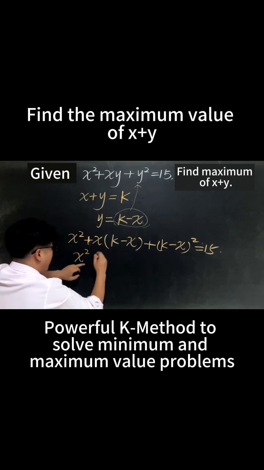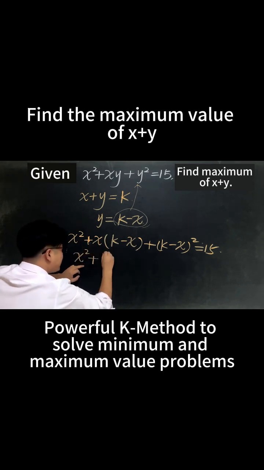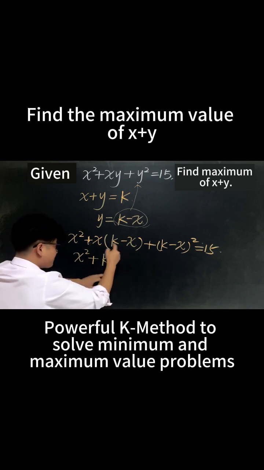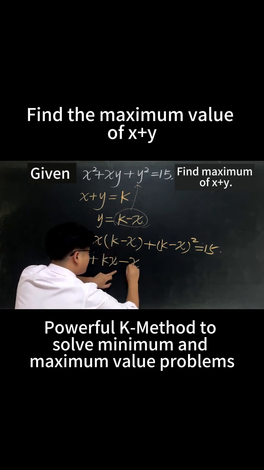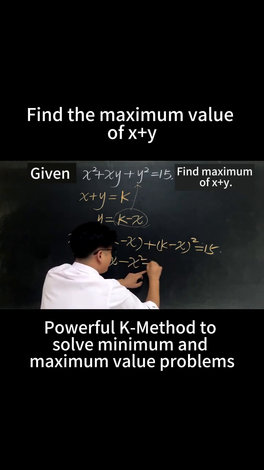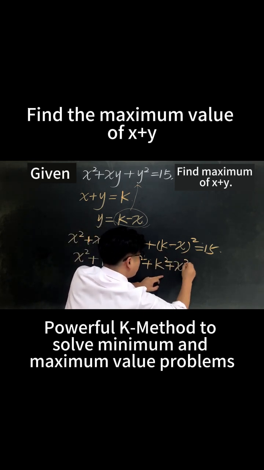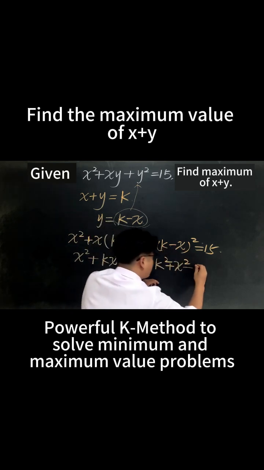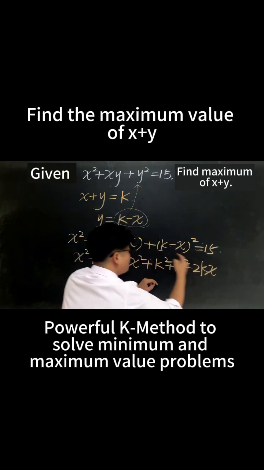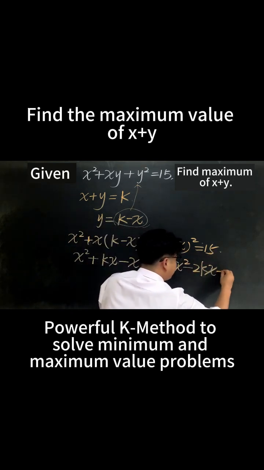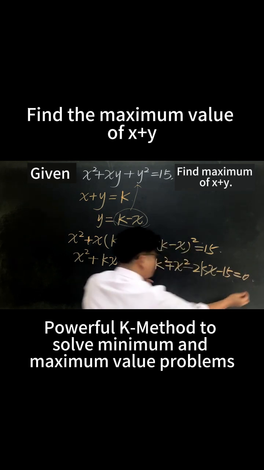Now let's expand it. X squared plus how much? X times k, that's kx, right? And this part, isn't it minus x squared? And this part, if you expand this, it becomes k squared plus x squared minus twice their product, which is 2kx, right? Move the 15 over. So minus 15 equals 0, right? Be careful when solving problems. Now, doesn't the equation look like this?